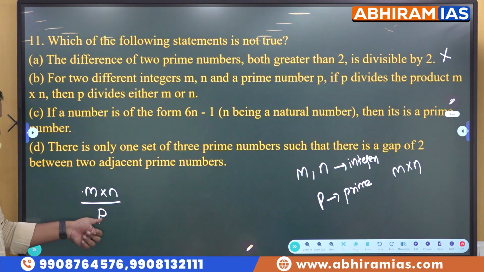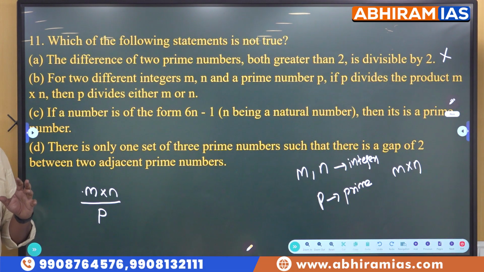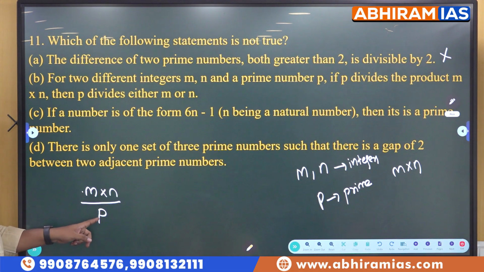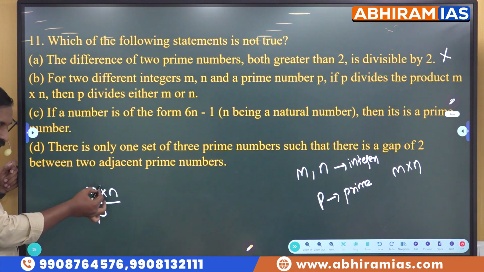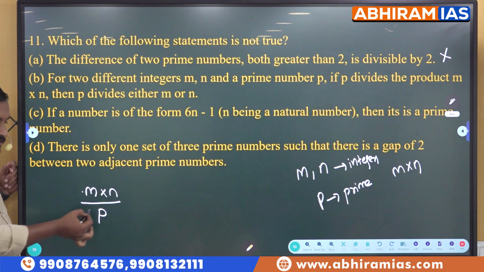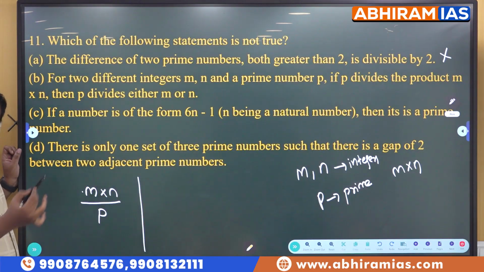So p, what are the factors for p? 1 and p, right? So either I should cancel with the 1 table or with the p table. If I cancel with the 1 table, we cannot call it divisible. So definitely I should cancel with the p table only, right? So p should either cancel completely m or cancel completely n. So definitely it should divide either of these two. Yes, that is correct.